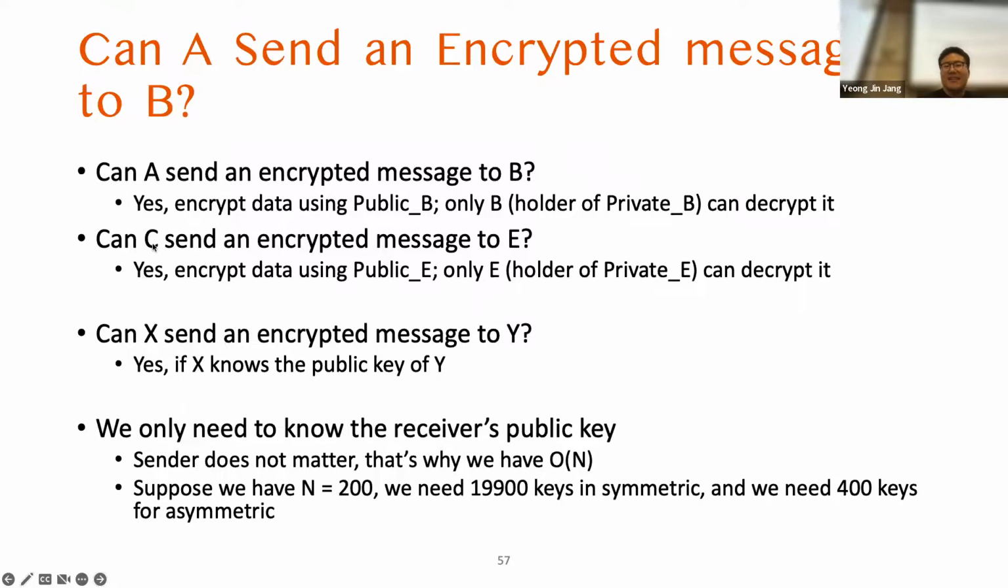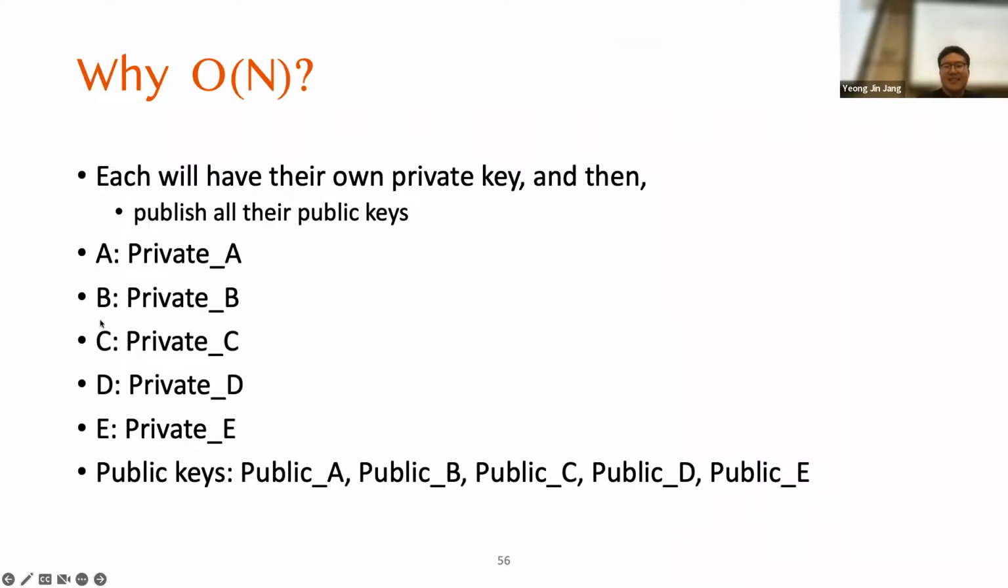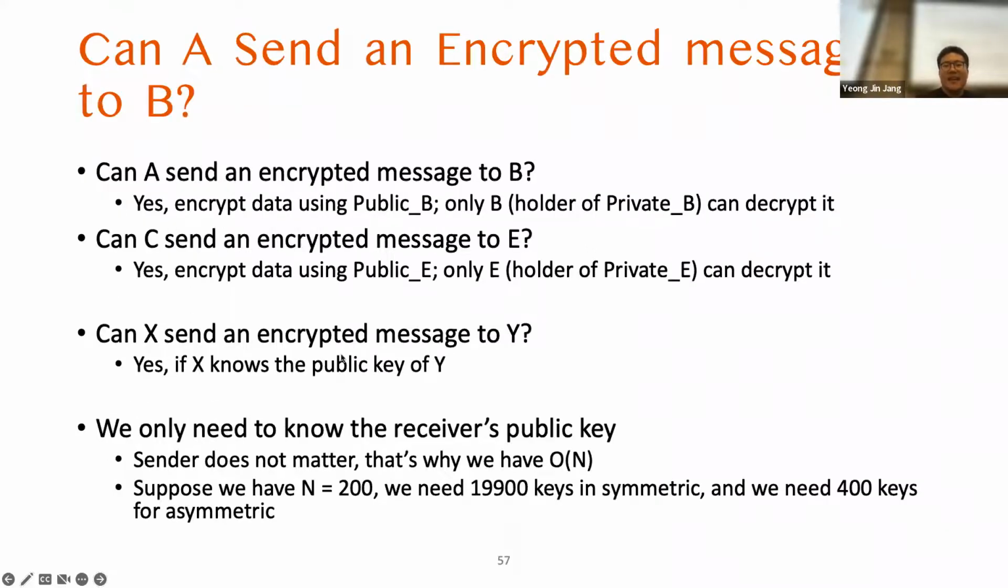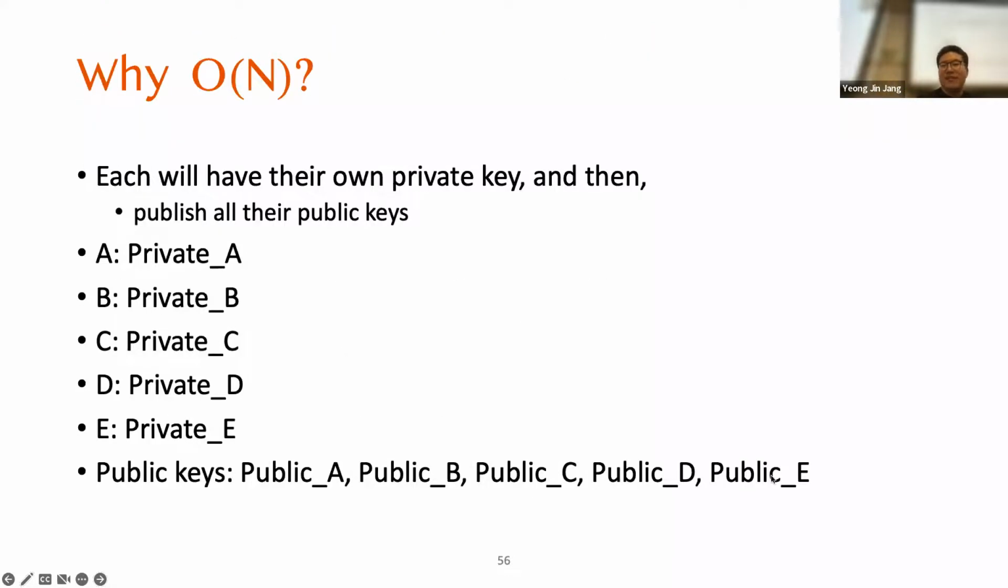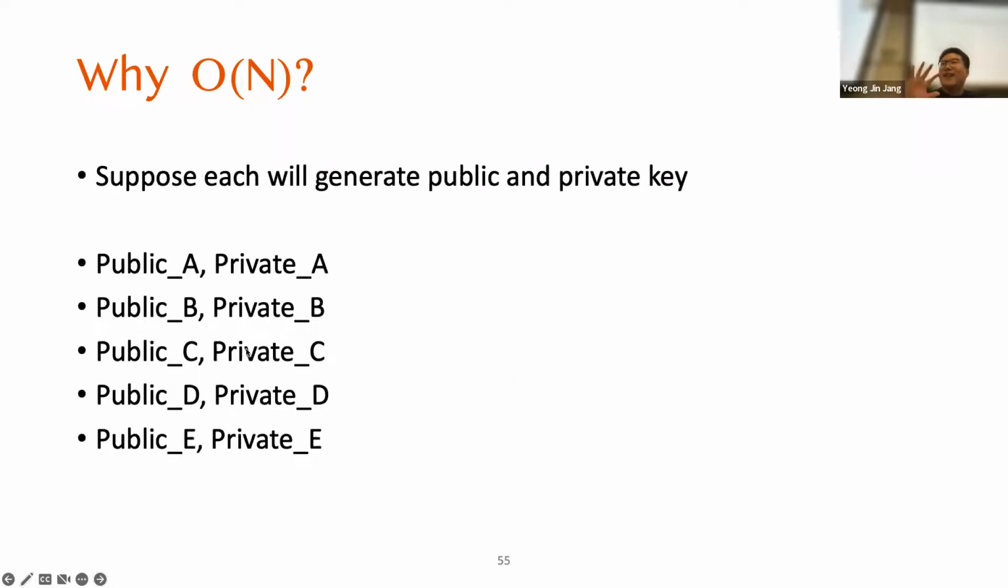And can C send an encrypted message to E? That's also yes. C can grab the public key of E, encrypt the message and send it, and E can decrypt the message because they hold the private key. So any pair can communicate with each other by publishing the public keys. In this case, we also need 10 keys, so the number 5 is not a good example. For O(n²), we need 10 keys, and for O(n), also 10 keys.